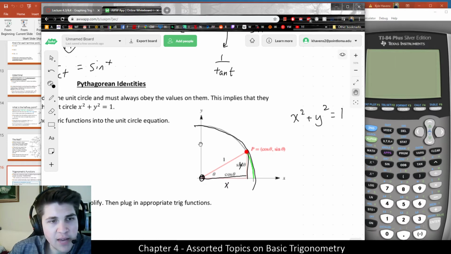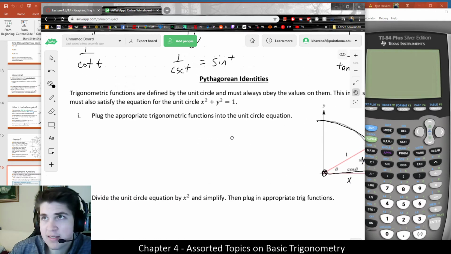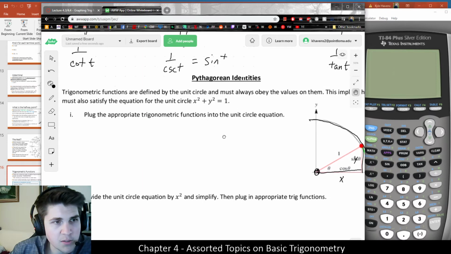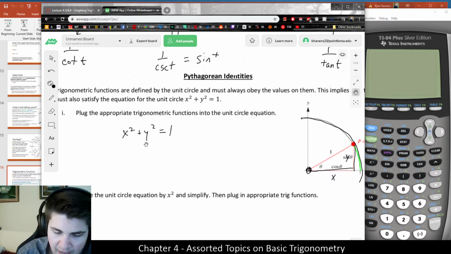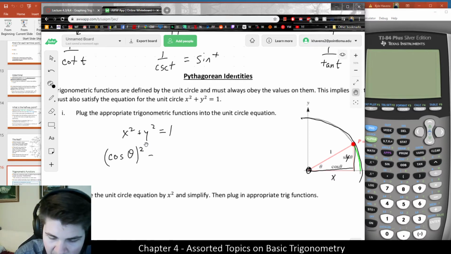Basically, part 1 says to plug the appropriate functions into the unit circle equation. Cosine is x, so let me recopy what I have: x squared plus y squared must be equal to 1. If I substitute in cosine of theta, or cosine of t if you prefer, it doesn't matter the variable I choose, for x, then I square that, plus y squared, it must be equal to 1.